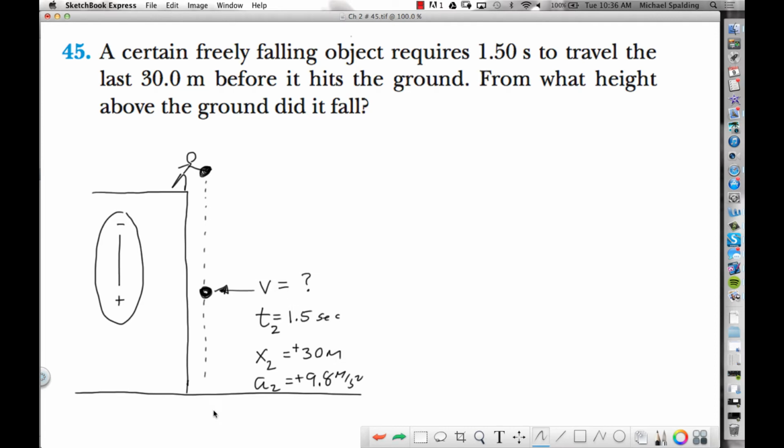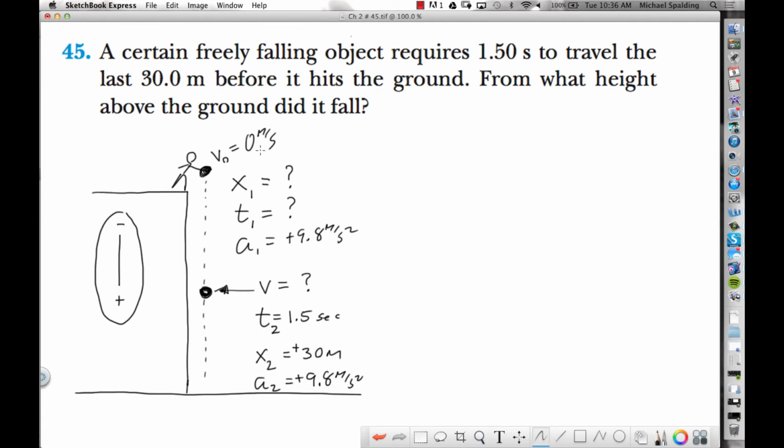Now, let's label the first part of the fall. What do we know? Do we know x1, how far it falls from there to there? No, we don't have that, so that's a question mark. Do we have the time t1? No, that's a question mark. We have the acceleration. The acceleration is gravity, 9.8 meters per second squared. And what's the initial velocity up here? 0. The ball starts at rest.